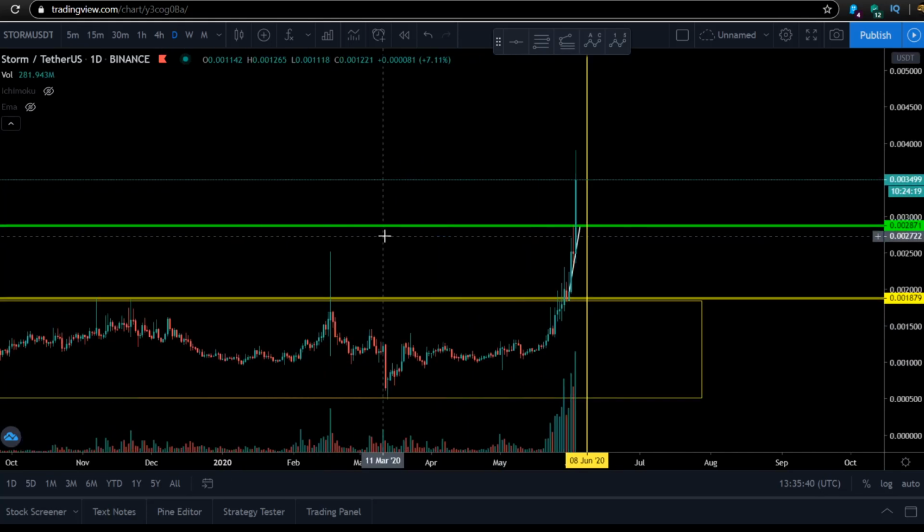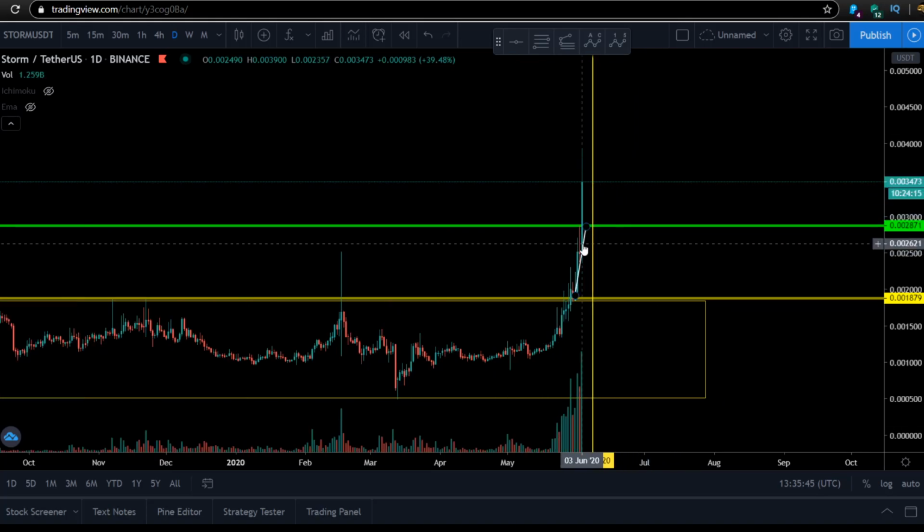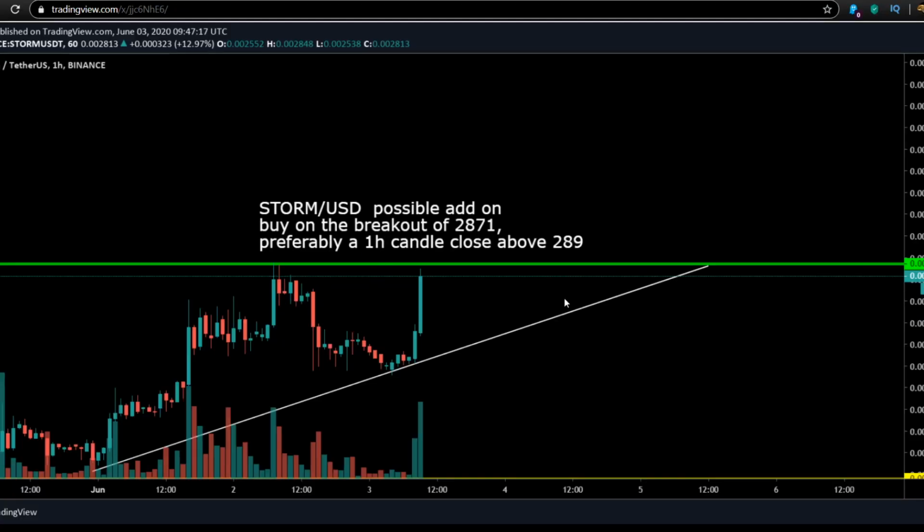Now we traded it in the Patreon. We scooped some up right here, somewhere here, and we also added today. I will show you. That was the Storm USD post. You can see Storm USD. It was in this little triangle. I will show it to you. Buy on the breakout of 2871, preferably a 1 hour close above 289. Once the 1 hour candle closed, we added to the position. Very simple setup.